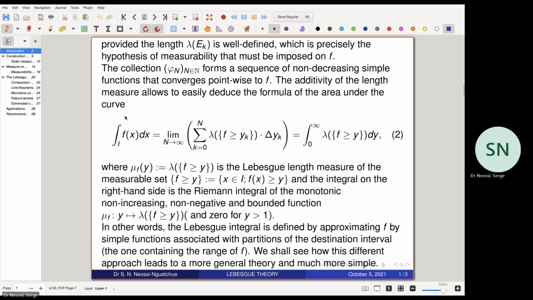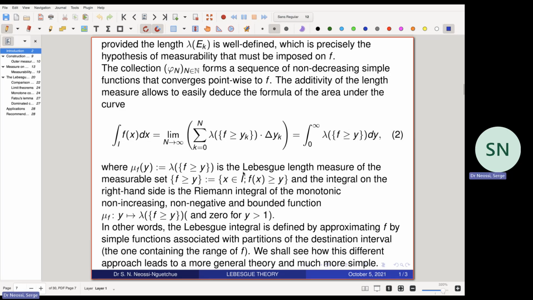And we have the definition, which is given by the following formula, equation 2. And in this formula, mu_f is defined to be equal to lambda, that is the measure of the set of f greater than or equal to y. So we denote lambda of the set of f greater than or equal to y as mu_f of y.